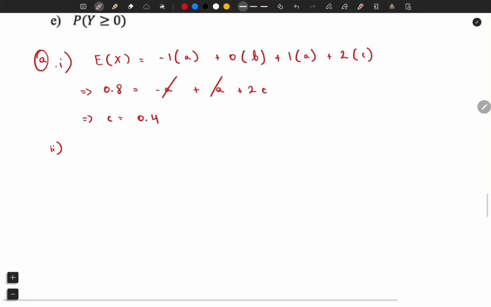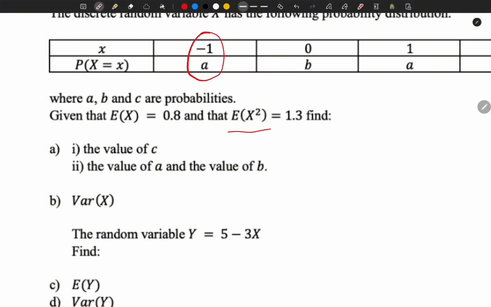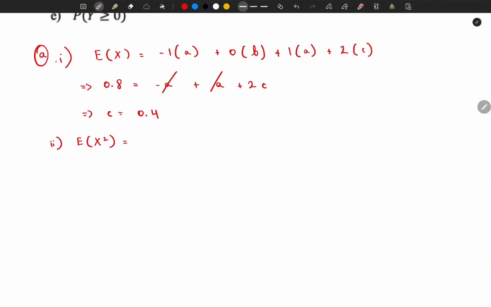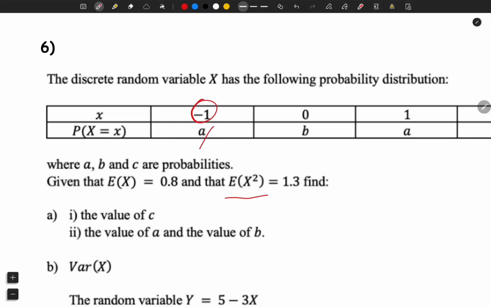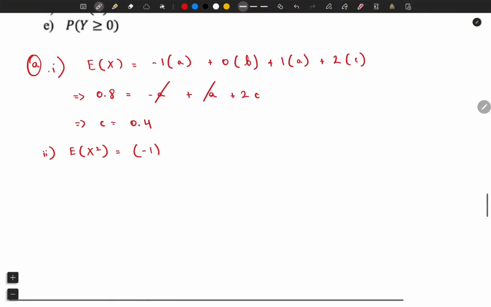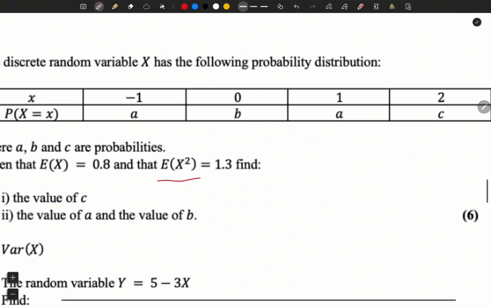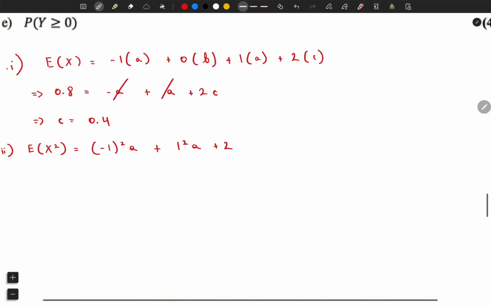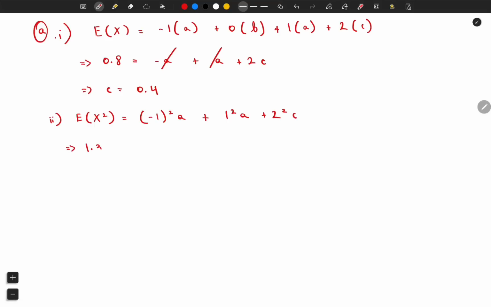Now moving on to the next part, we need to use the other information. It's that E(x squared) is equal to 1.3. Now in order to write E(x squared), we can write it as the summation of x squared times the probability. So it's basically minus 1 squared times probability, and 0 squared times b, which is 0, and 1 squared times a, plus 2 squared times c, and this is equal to 1.3. So it's a plus 4c. And we know that the value of c is 0.4. So from this we can find out the value of a.